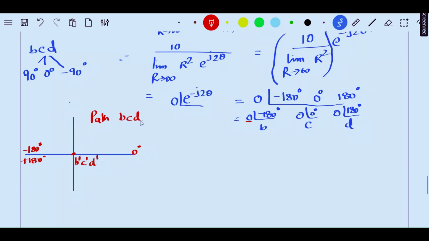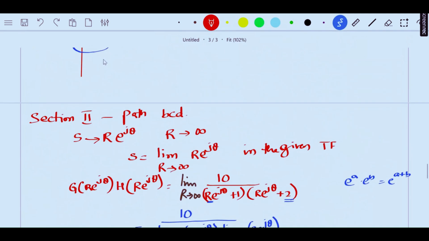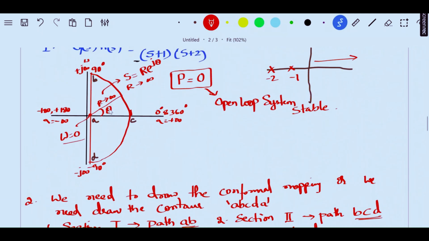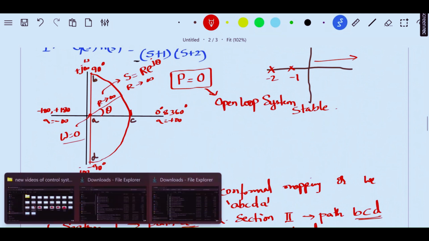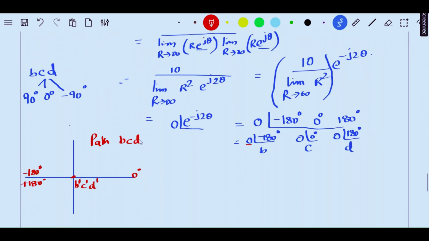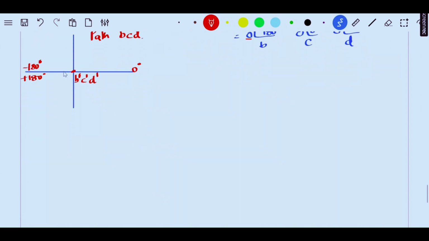So section 2 path, this is the new path. You can see at the origin you have all 3 points BCD, whereas in the initial contour it was a semicircle. It was a semicircle in the initial foundation Nyquist criteria contour, but for this particular problem, we were able to see that B dash, C dash, D dash is at the origin with an angle 0 degree, minus 180 degree, plus 180 degree.